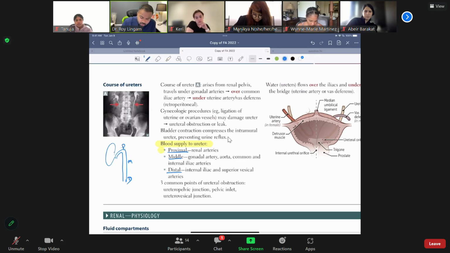The proximal is next to the kidney, so they get it from the renal artery. And then when it comes to the middle, it's the gonadal artery, aorta, common and internal iliac arteries. And then you have distal. You have to memorize, folks. You know, in anatomy, we don't ask the question why, but it's what it is. So you have to memorize it, okay?